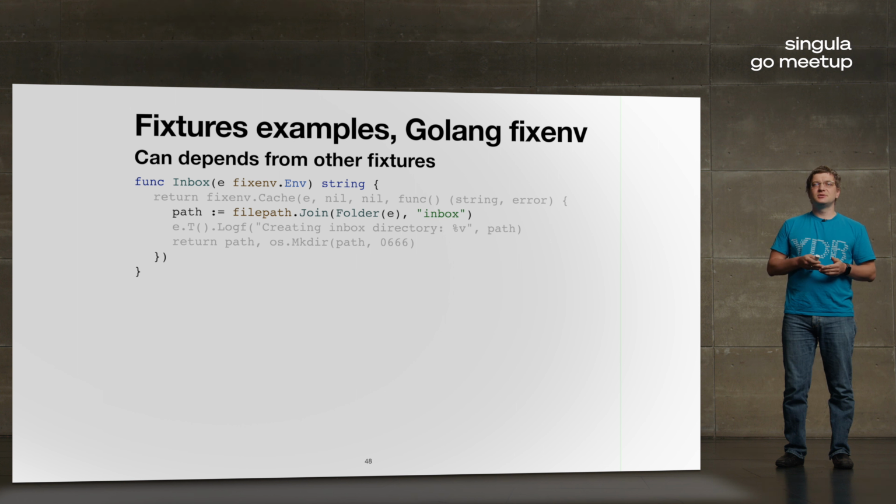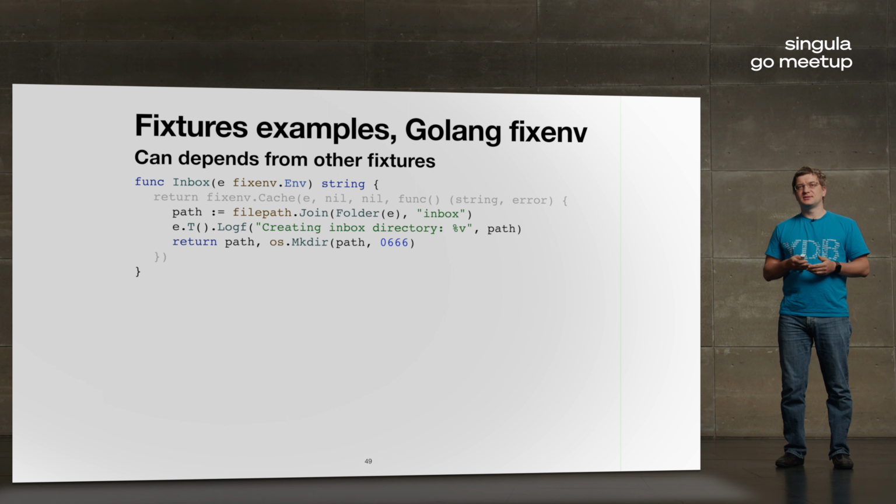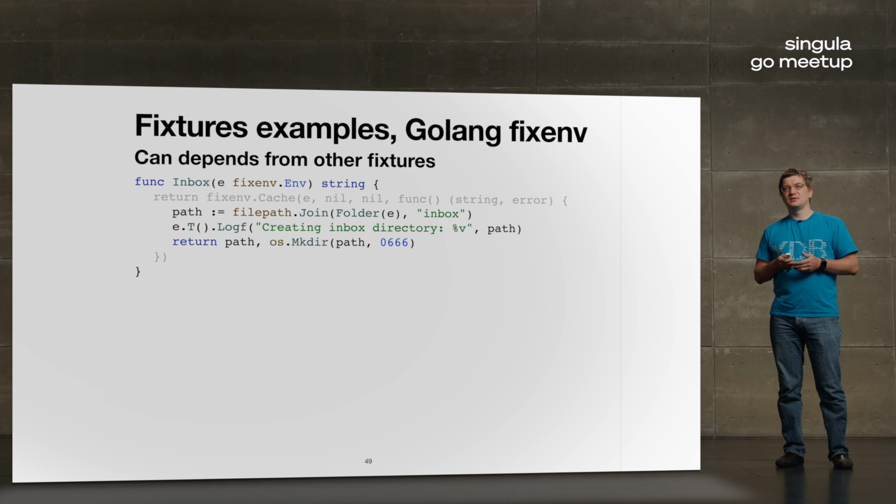The fixenv cache is a special function with fixture magic. It checks that the code of the fixture will be called only once. If inbox is called a second time, the cache function detects it and returns the previous value. We don't need to worry about memoization in fixture code. If the fixture code returns a non-nil error, the cache function will fail the test.